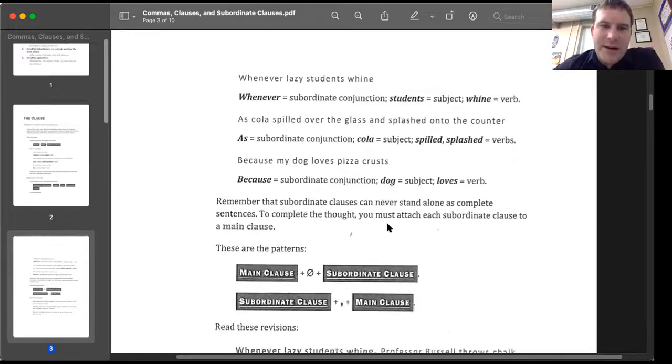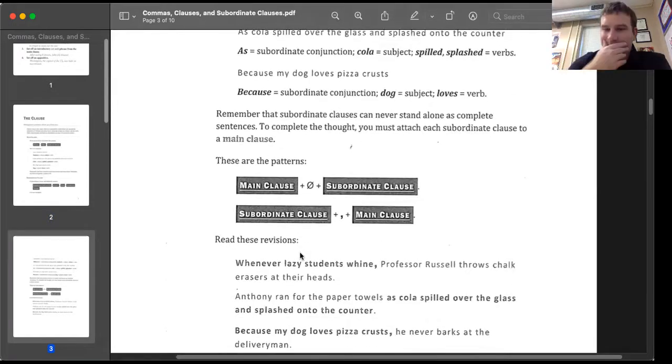So remember that subordinate clauses can never stand alone as complete sentences. To complete the thought, you must attach a subordinate clause to a main clause. Here's the pattern. So there's two ways that you do this. And this is what we're going to be working on today in your homework. So you could have an independent clause, a main clause, then you have a subordinating conjunction, and then the other one.